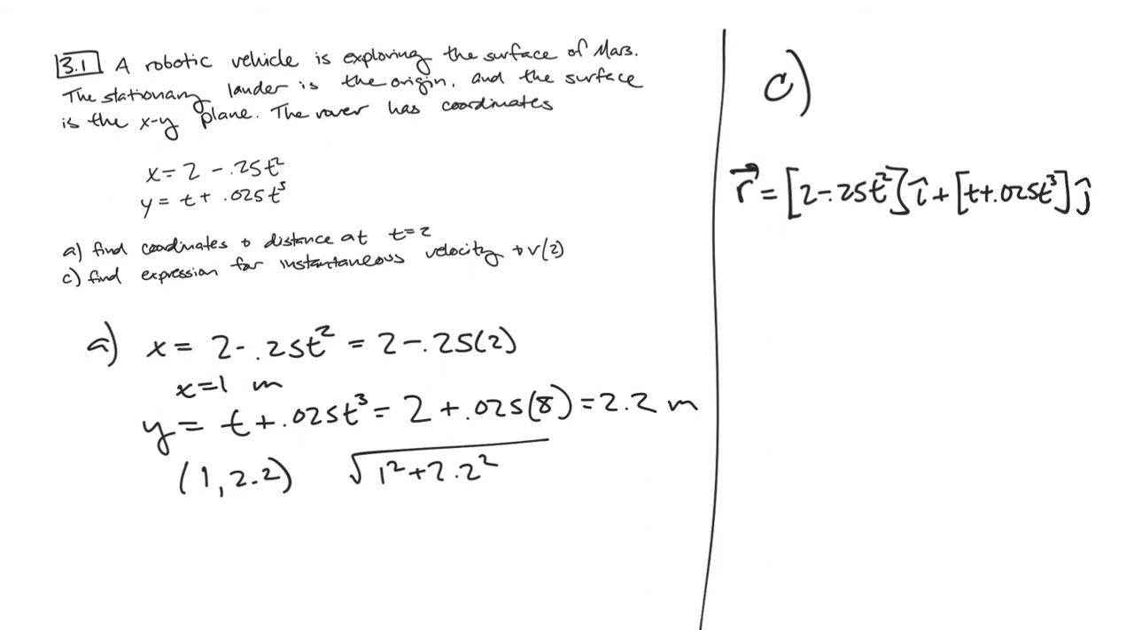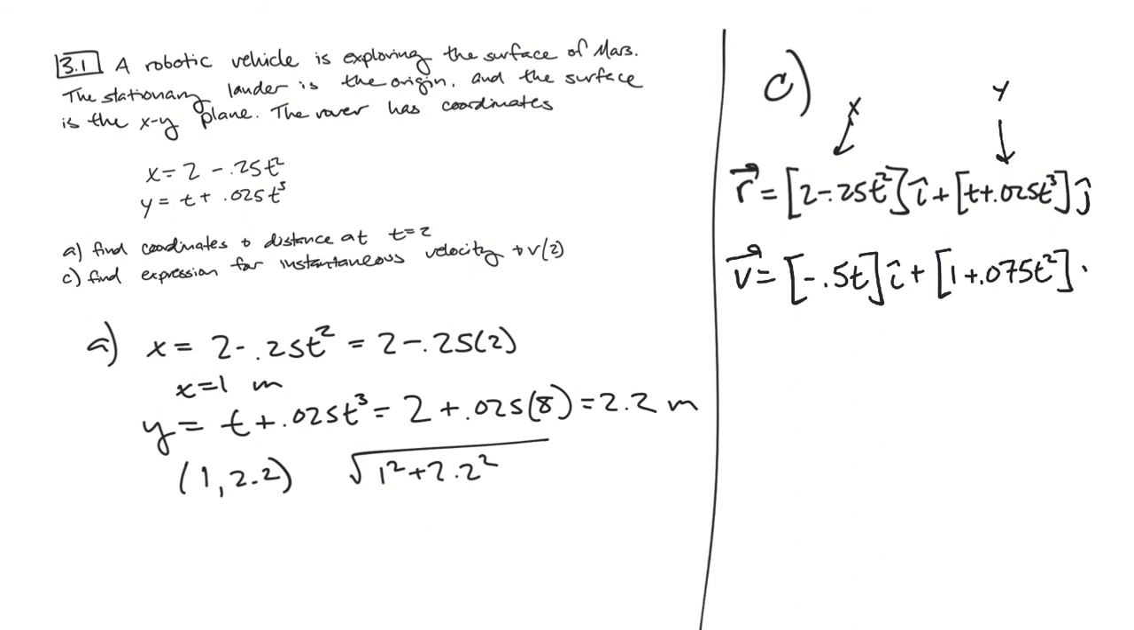So that is our generic vector applied to this situation. We've just got the function for x in the place of x, the function for y in the place of y. Now to find velocity, we just got to take the derivative of those with respect to time. The derivative of 2 minus 0.25 t squared is negative 0.5 t in the i direction, plus derivative of t is 1, plus 0.025 times 3 is 0.075 t squared in the j direction. So that's your velocity vector at any point in time.